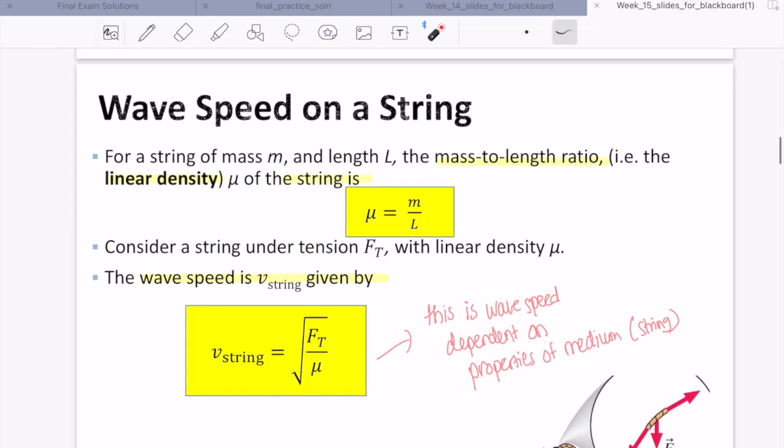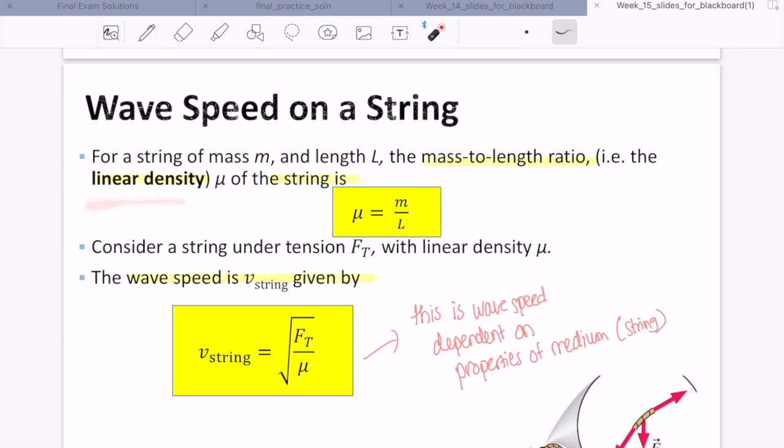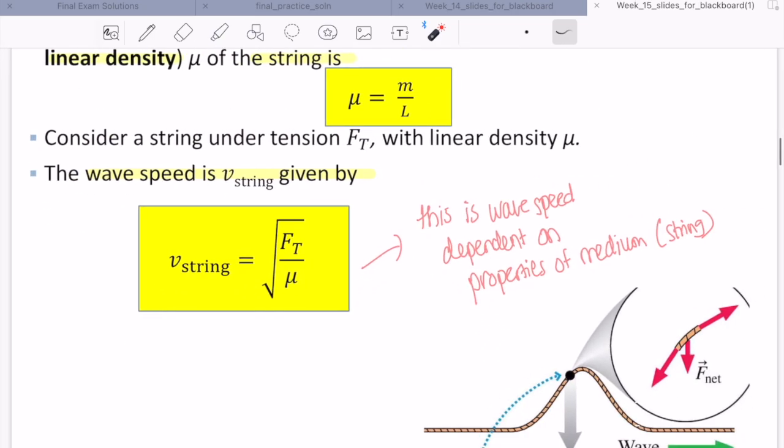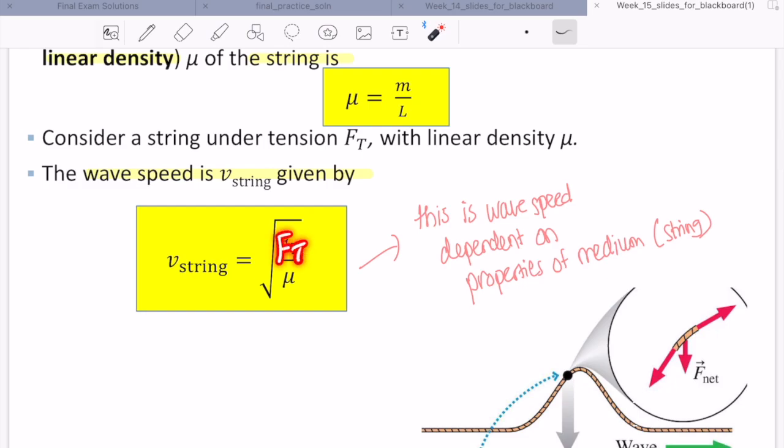Now, when we're talking about properties of the medium, properties of the air, properties of the string, we're looking at, specifically for a string, linear density. So linear density, mu, is the ratio of mass to length of the string itself. If we wanted to calculate the wave speed of a string, it's equal to the force of tension that you pulled the string with. If I want to measure the speed of a wave, well, I whipped it with a certain force, so that's a force of tension. That force of tension divided by the linear density, the properties of the string itself, and then if I take the square root of that, that gives me the velocity of the wave.